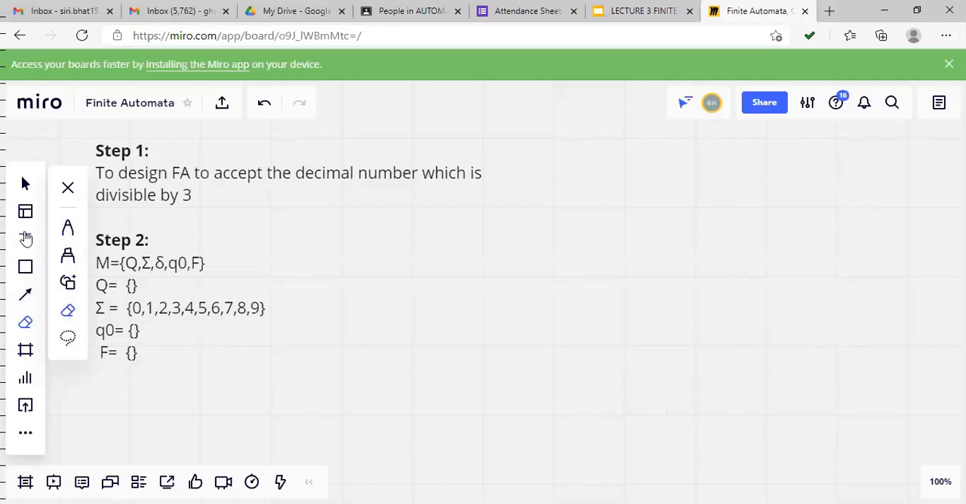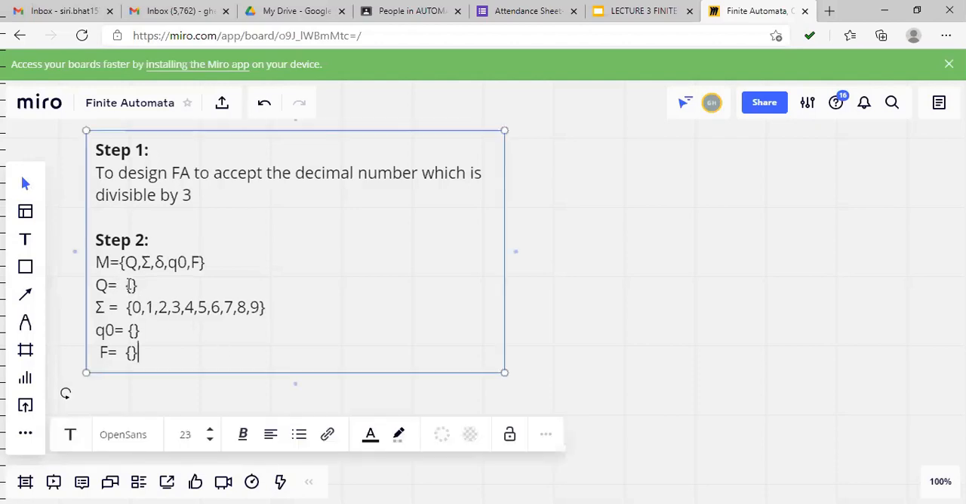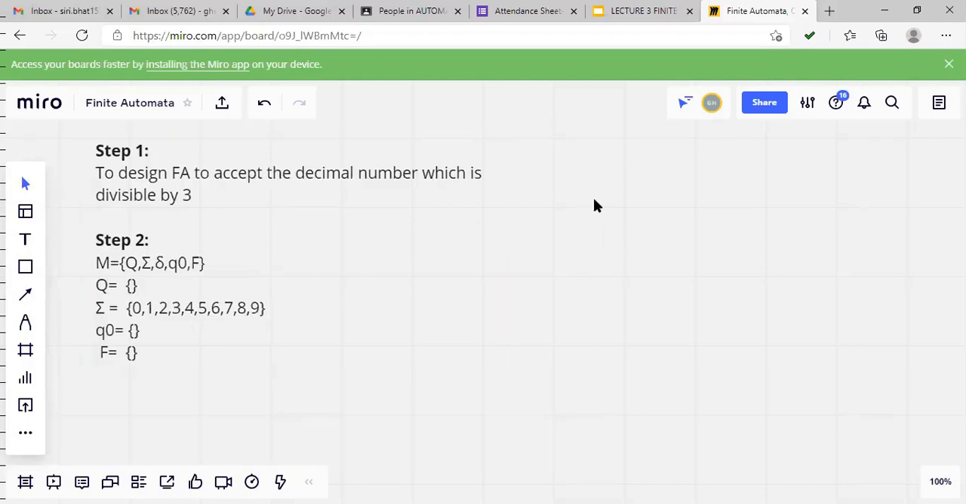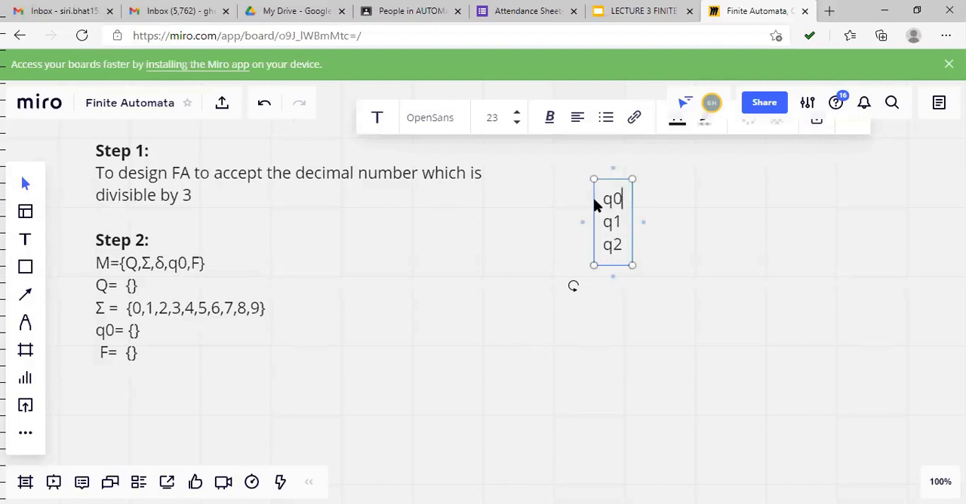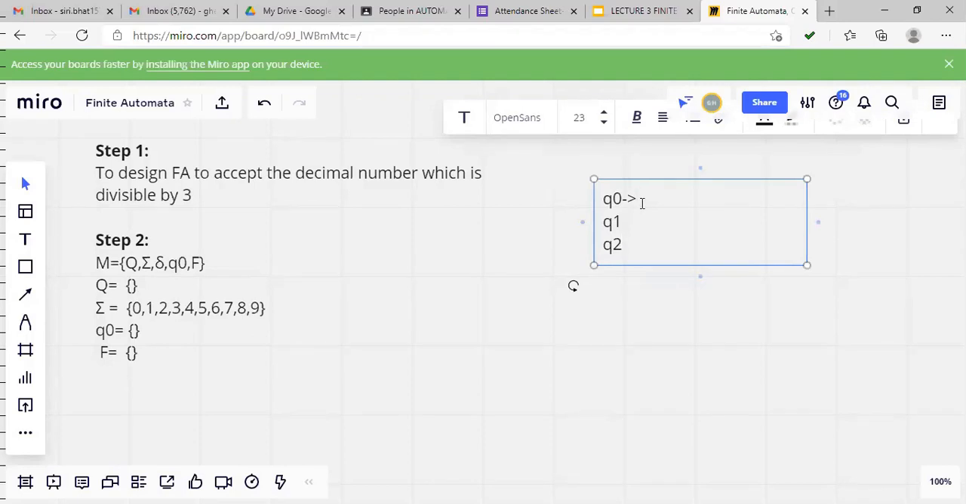Okay, so now what will be my states? What are the possible remainders? The remainder may be 0, may be 1, may be 2. So I'll name these Q0, Q1, and Q2. What is my Q0? My Q0 will be remainder 0. What will be my Q1? My Q1 will be remainder 1. What will be my Q2? My Q2 will be remainder 2.